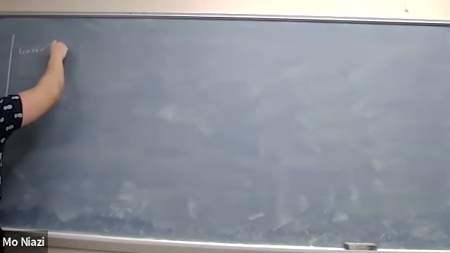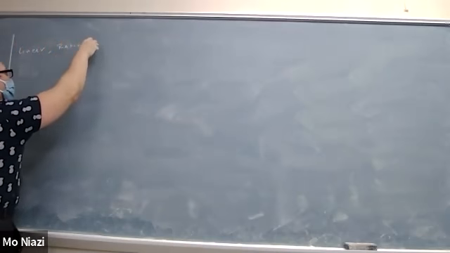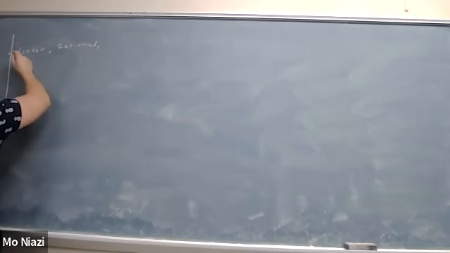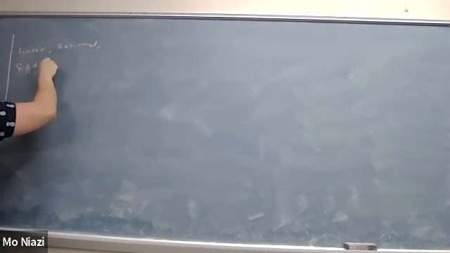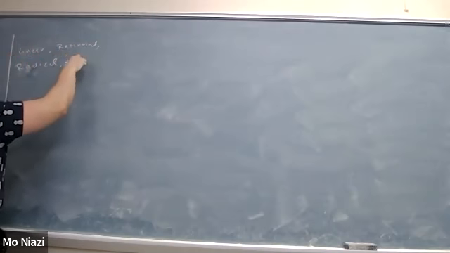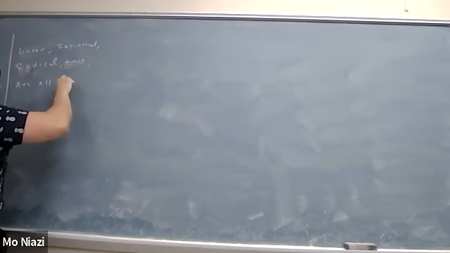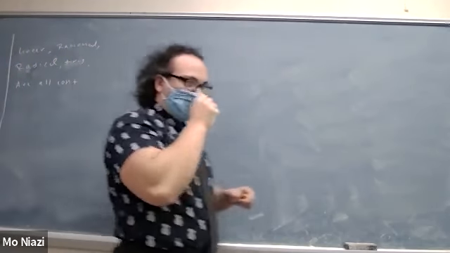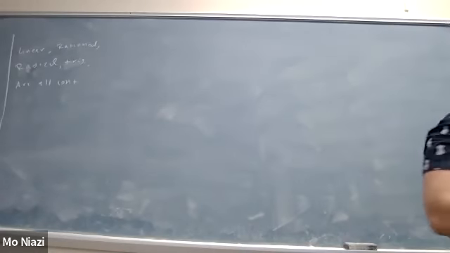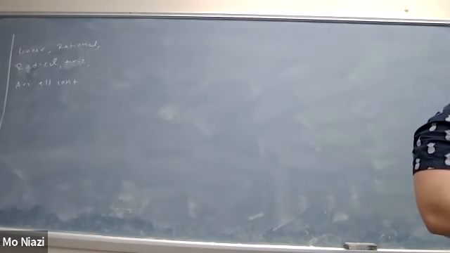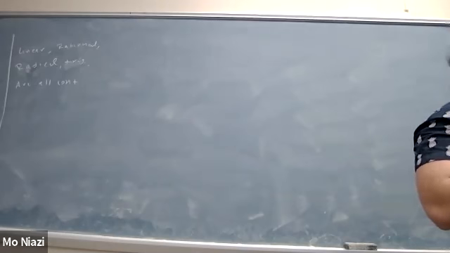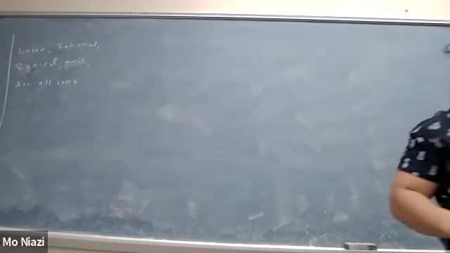So linear, rational, radical, etc., oh, trig, are all continuous. And we'll show this slowly. Okay? But they're continuous on their specific interval of being defined, right?